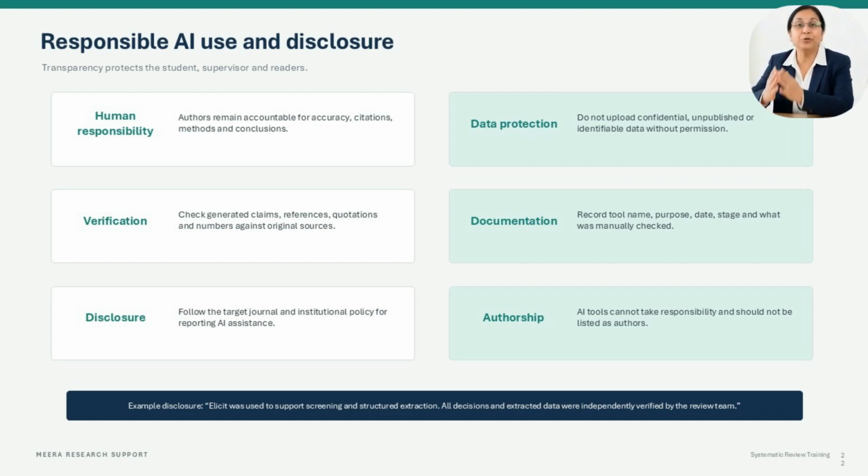Keep an AI use log recording the tool, date, purpose, stage, and verification method. Follow the university and target journal policy. The disclosure should be specific rather than simply saying AI was used. AI tools cannot accept responsibility and therefore cannot be authors.